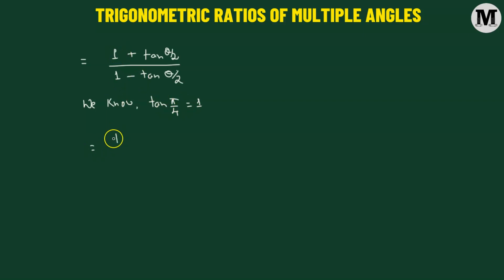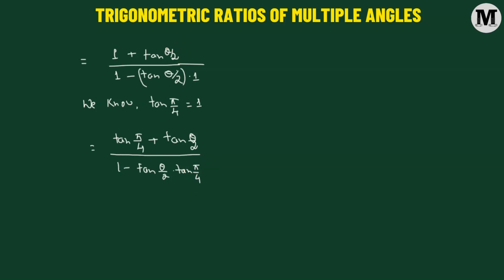So we have tangent of pi over 4 added to tangent of theta over 2, whole divided by 1 minus tangent of theta over 2. Now tangent of theta over 2 can also be written as tangent of theta over 2 times 1, so that we can replace this 1 with tangent of pi over 4.